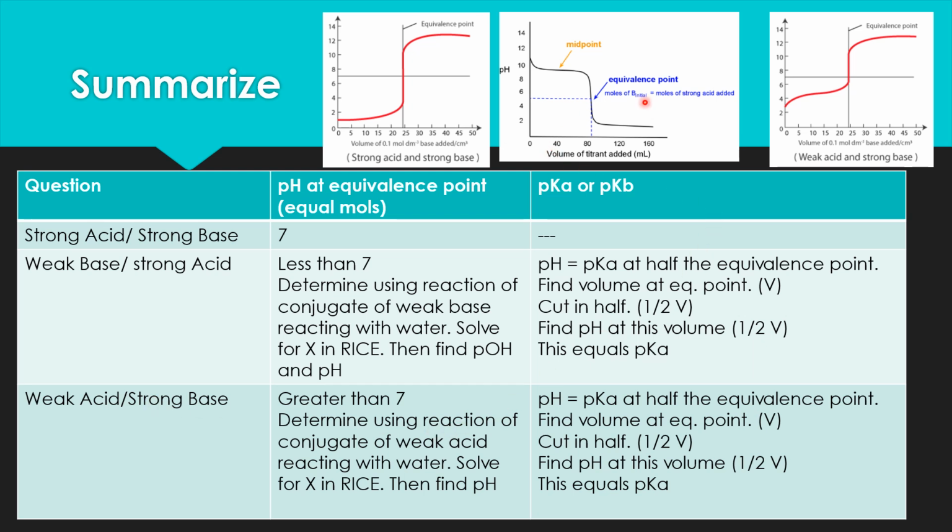For both of these, we can find our pKa or our pKb. We do that with half of the volume at the equivalence point, which we call the midpoint here. We find the volume at the equivalence point, we call that V. We cut that in half, so half of V. We go up and find the pH at that point, and that's going to equal our pKa, and that'll be for both of these.